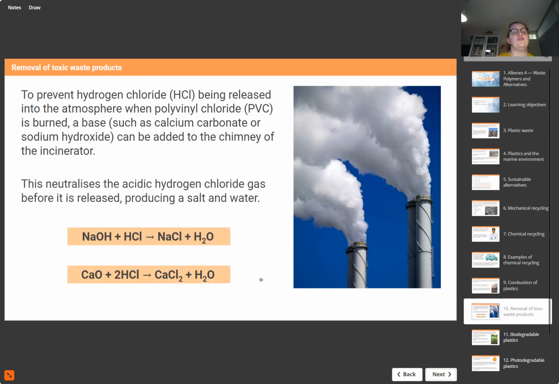These equations are quite useful to know. So sodium hydroxide plus hydrogen chloride gives sodium chloride and water. And then calcium oxide and hydrogen chloride goes to calcium chloride and water.